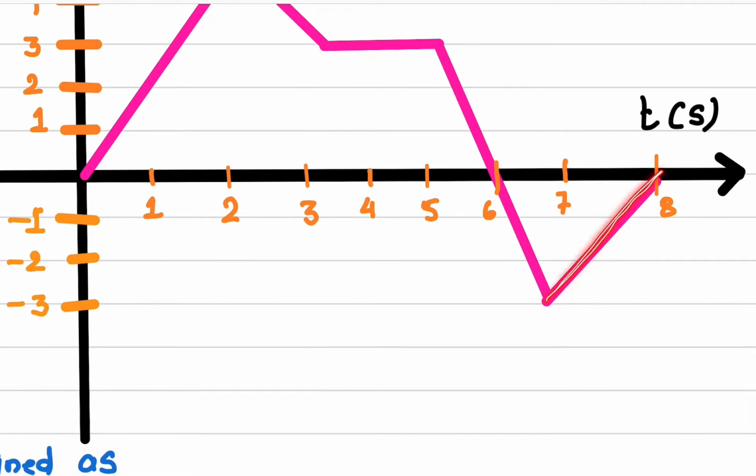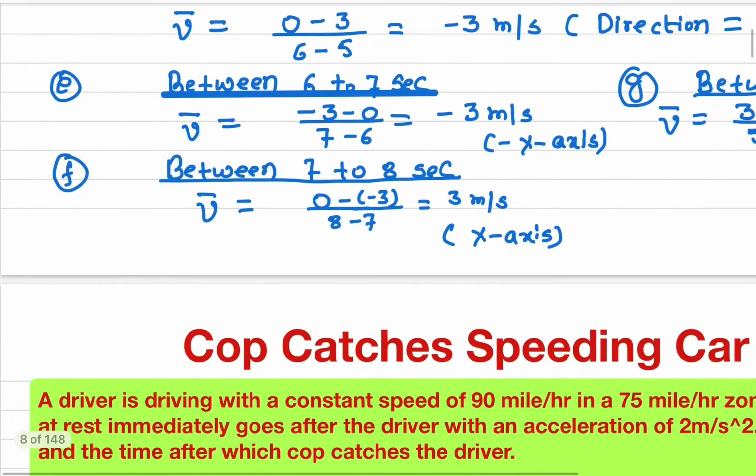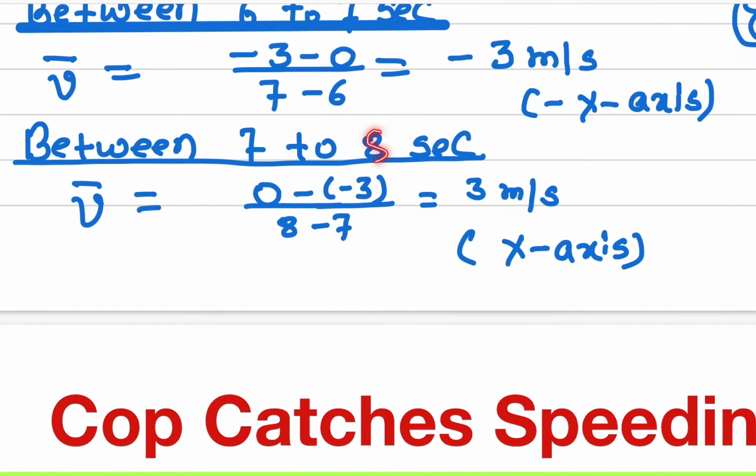7 to 8 seconds between this time. What is the position at this point? The position at this point is 0. What is the position of the particle at time equals to 7 seconds? This one is negative 3. So you have to write down the negative. So once we do that, now let's see here. At time equals to 8 seconds, the particle is at 0 position, negative. And at time equals to 7 seconds, the particle position is negative 3. So this negative and this negative will make it positive. So this is 3 meter per second now.